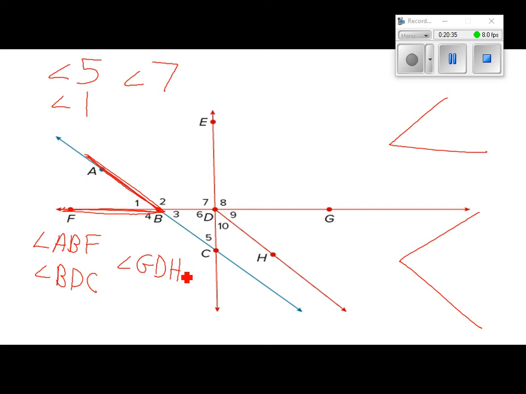Now, on this angle, symbol out front, GDH. Name me the vertex of that angle. D. It has to be the middle letter. The vertex always has to be the middle letter when you're naming it with 3. So that point right there is where those 2 rays come together. Name me the 2 rays that make up angle GDH. DH and then DG. DH starts at D and goes out through H, going that way. The other one starts at D and goes out through G, going that direction.